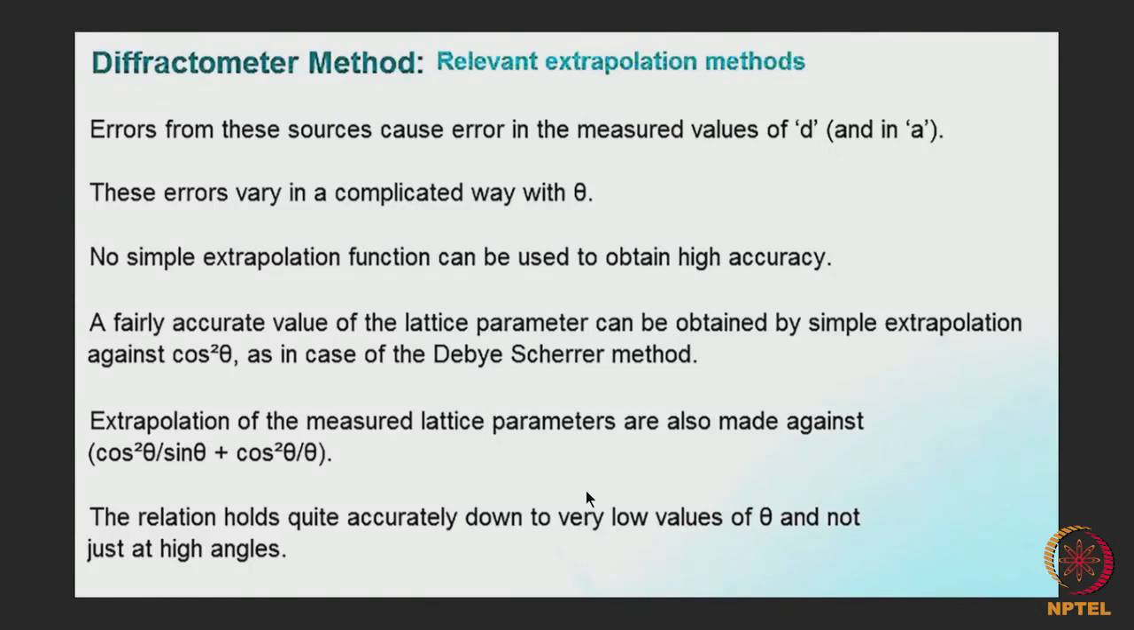Now, there are relevant extrapolation methods for correcting the values of d and a, but you see these errors in this particular case vary in a complicated way with theta. As a result, no simple extrapolation function can be used to obtain high accuracy. A fairly accurate value of the lattice parameter can be obtained by simple extrapolation against cosine square theta, as we did in case of the Debye-Scherrer method. Sometimes extrapolation of the measured lattice parameter can also be made against the function cosine square theta by sin theta plus cosine square theta by theta. This relationship holds quite accurately down to very low values of theta and not just at high angles.